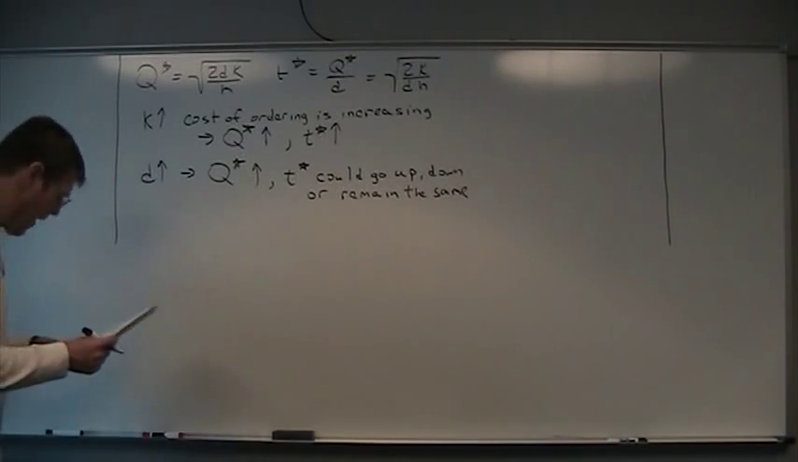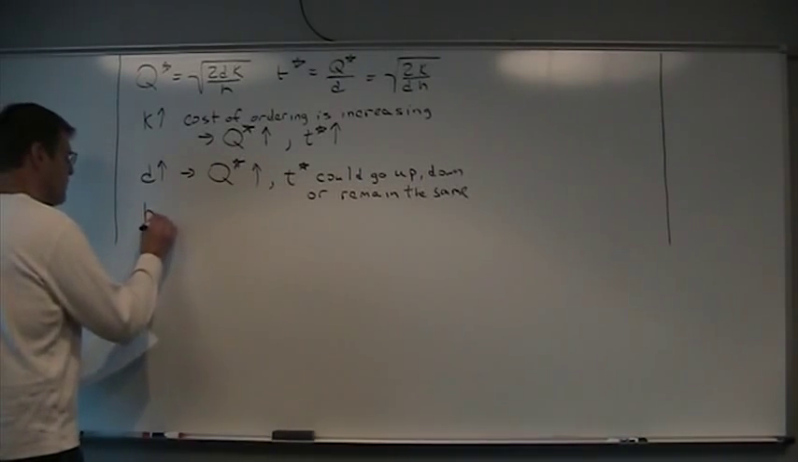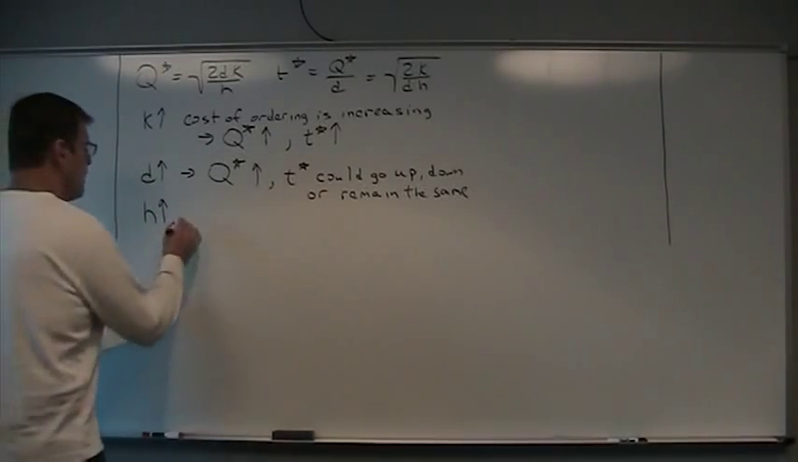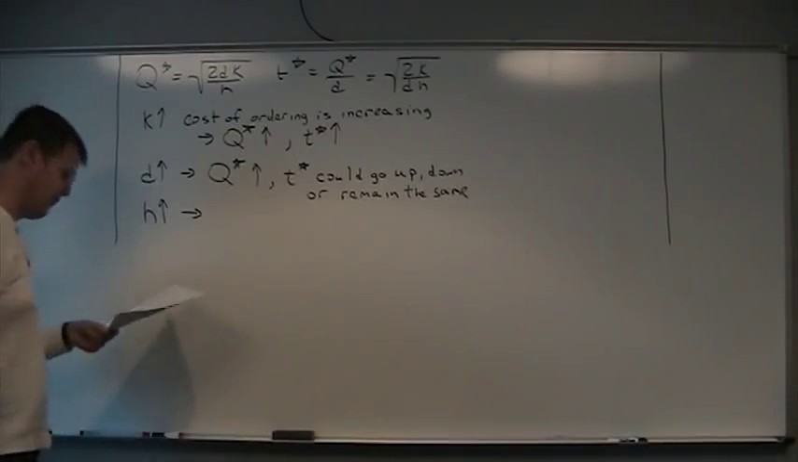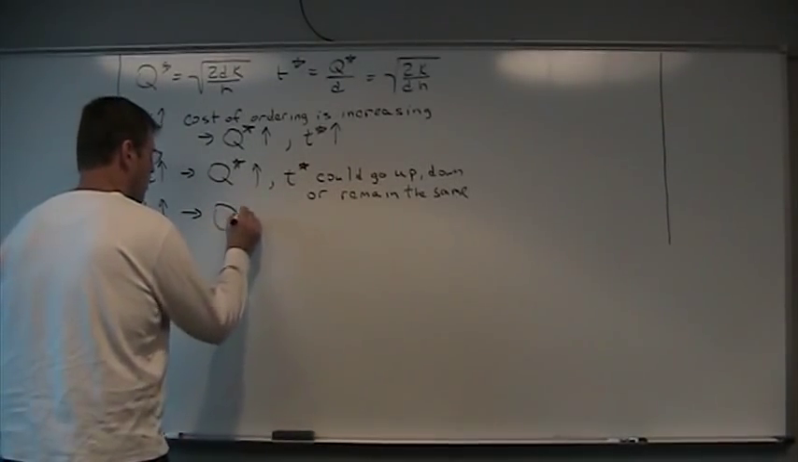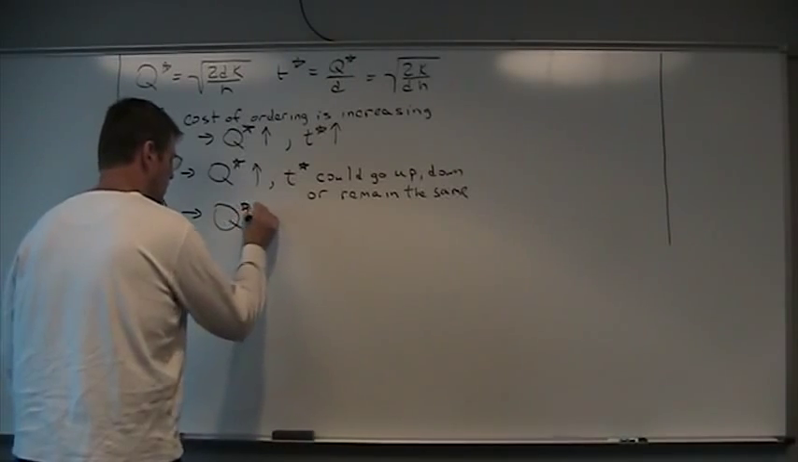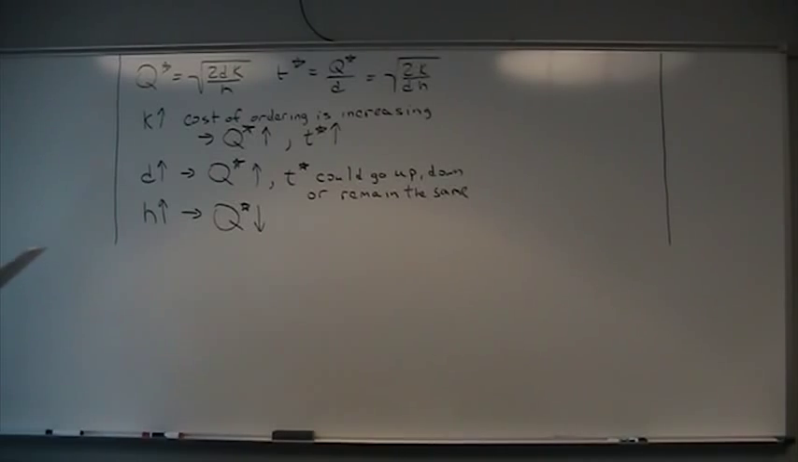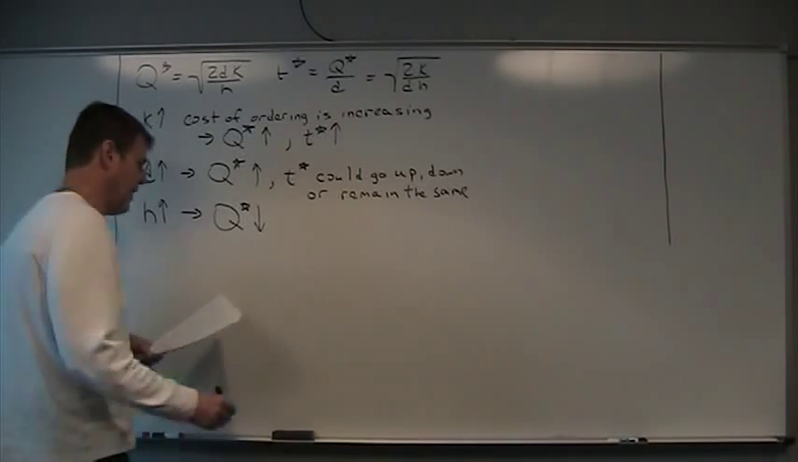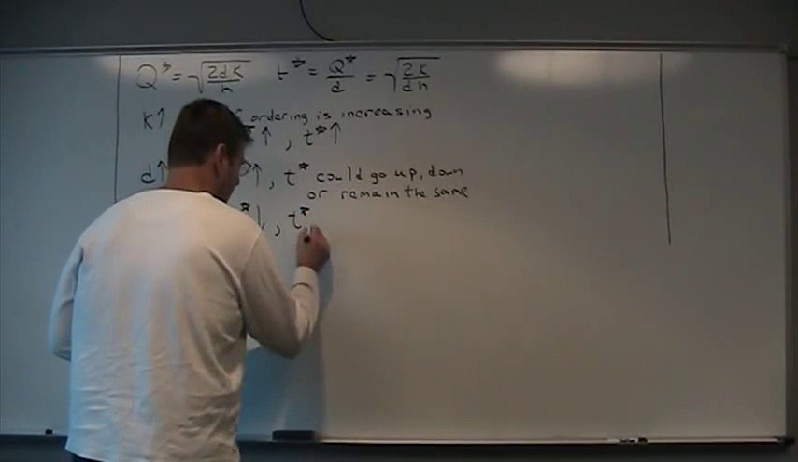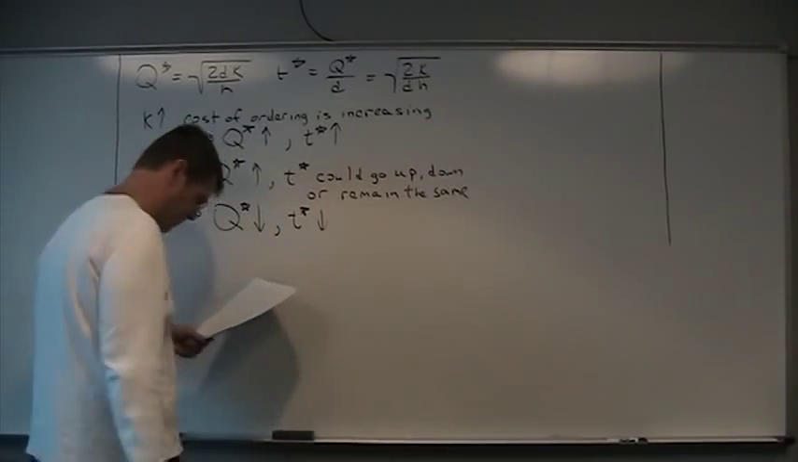Okay. Now, the holding cost. What if H goes up? Well, if H goes up, it costs more to have things in inventory, so it should make sense that you're going to order in smaller batches. So Q star is going to go down. And since Q star is going to go down, but the demand rate has remained constant, then T star will also go down.